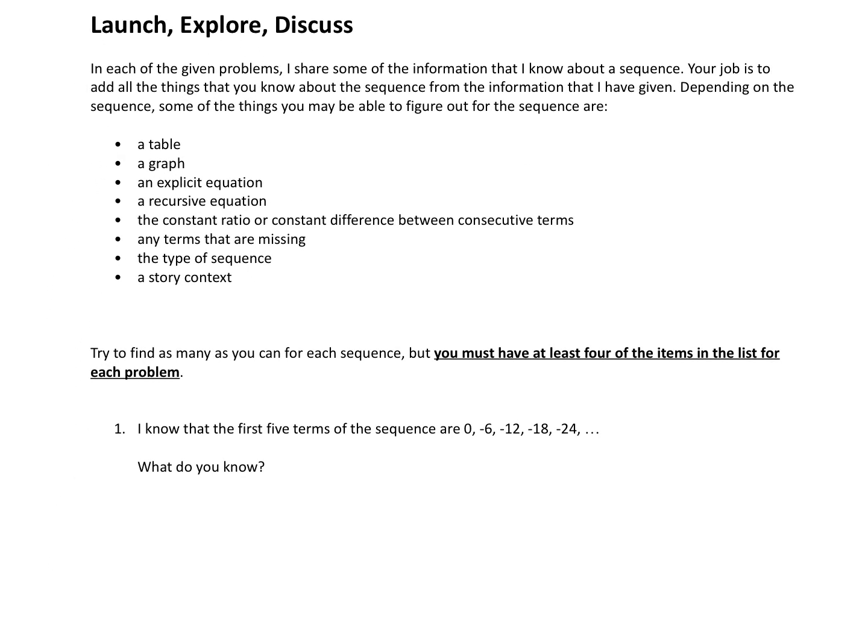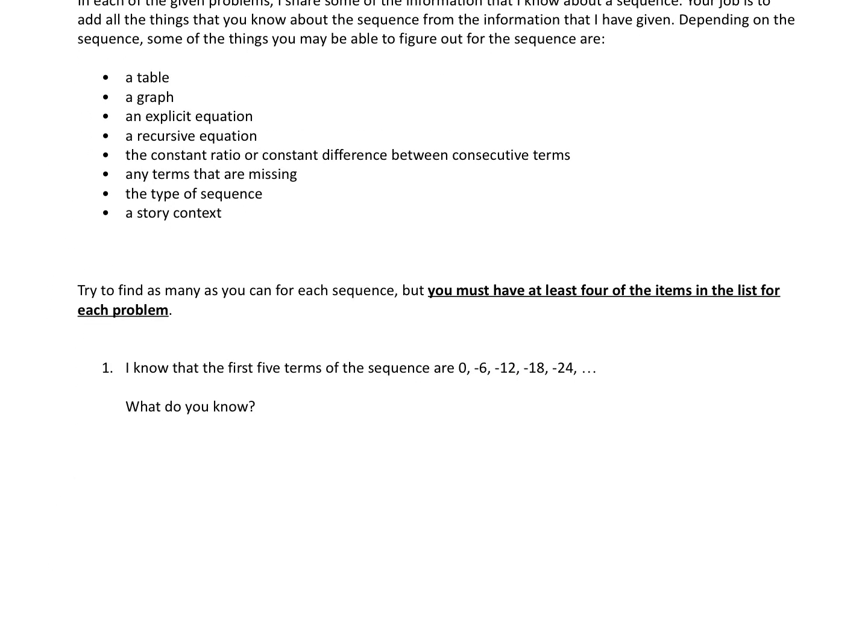So here we have number 1. It says try to find as many of the above things as you can for each sequence, but you must have at least 4 of the items in the list for each problem. Okay. So I know that the first 5 terms of the sequence are 0, negative 6, negative 12, negative 18, and negative 24. What do you know?